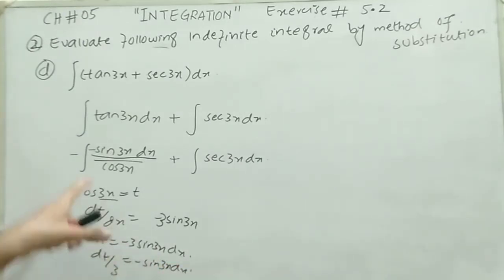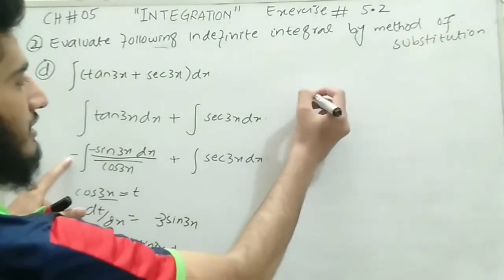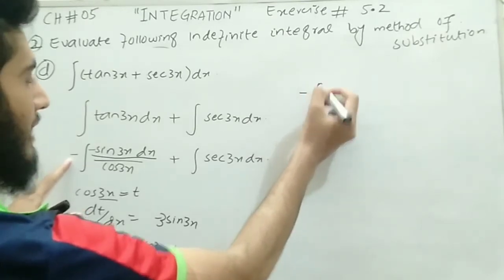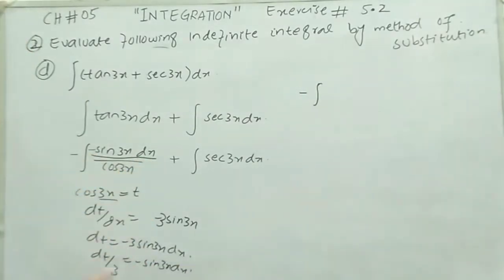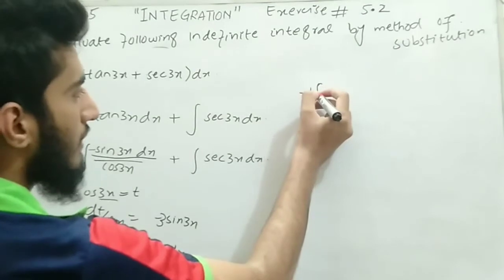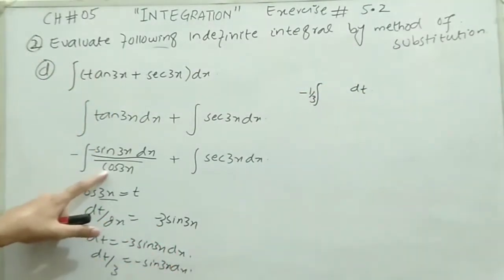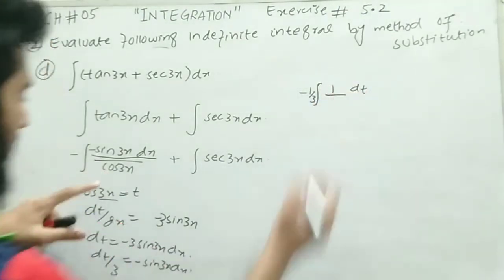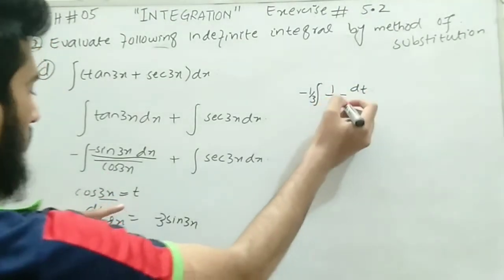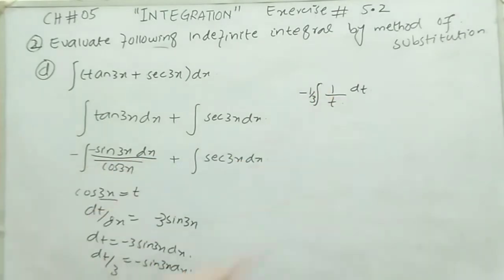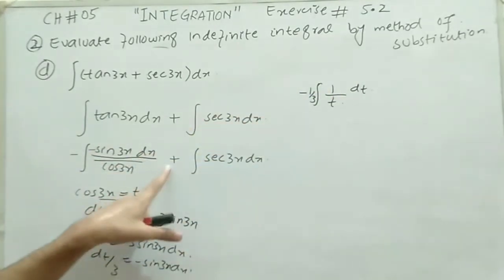Now after this put these values in the given integral. So it becomes minus the integral of minus sin 3x dx, which is dt by 3. So 1 over 3 will come out of the integral. And over here we have 1 over cos 3x. So 1 over cos of 3x was supposed to be taken as t. So 1 over t times minus sin 3x dx is dt by 3. And we have another minus sign outside of the integral, and plus.